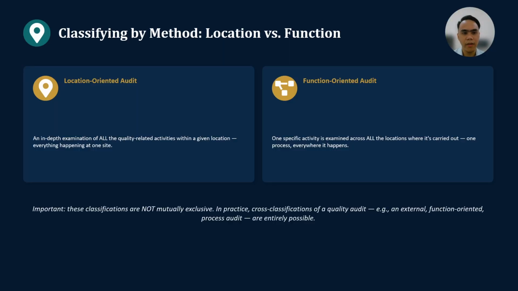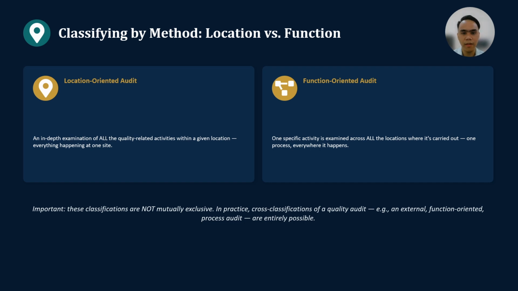The third and final way to classify audits is the method used to conduct them, specifically whether the audit is organized by location or by function. A location-oriented audit provides an in-depth examination of all the quality-related activities within a given location. You pick a site or facility, and you look at everything quality-related happening there.